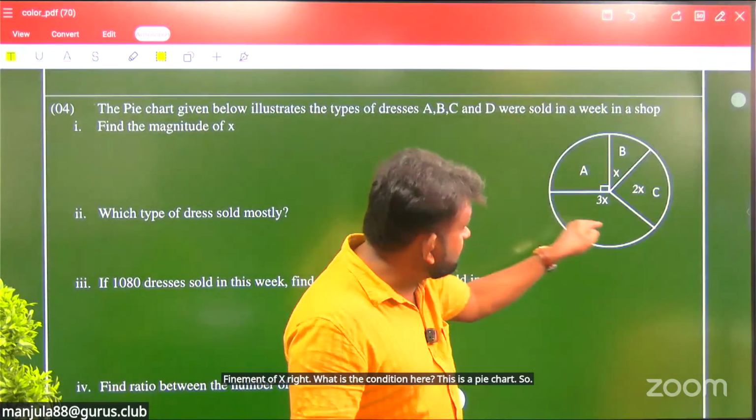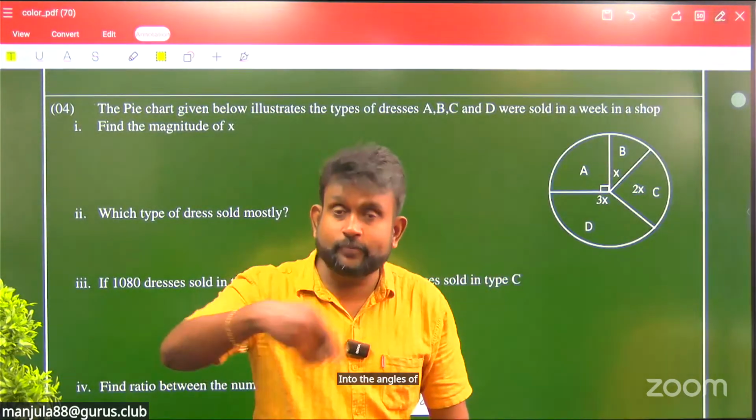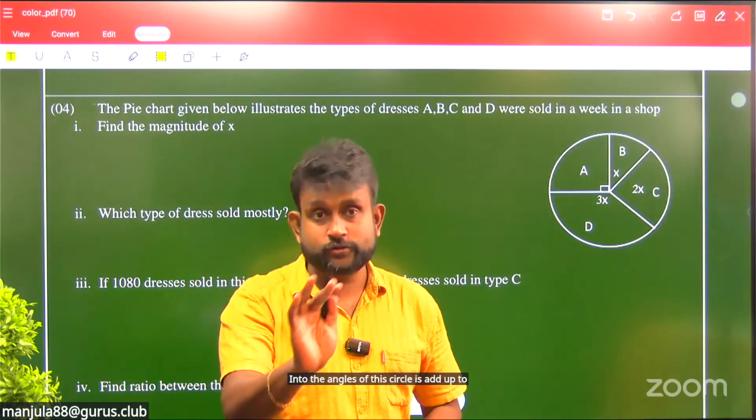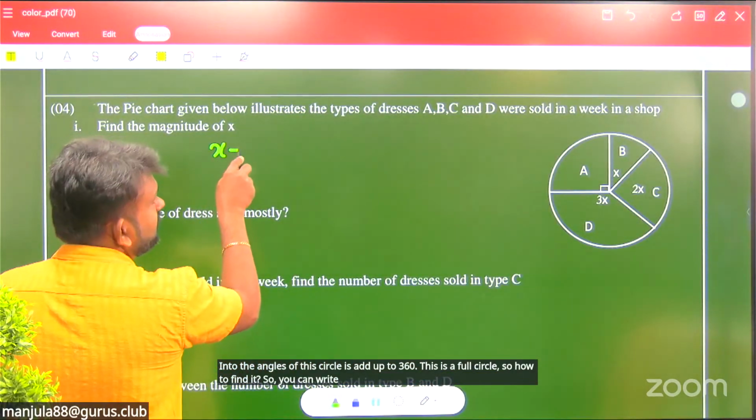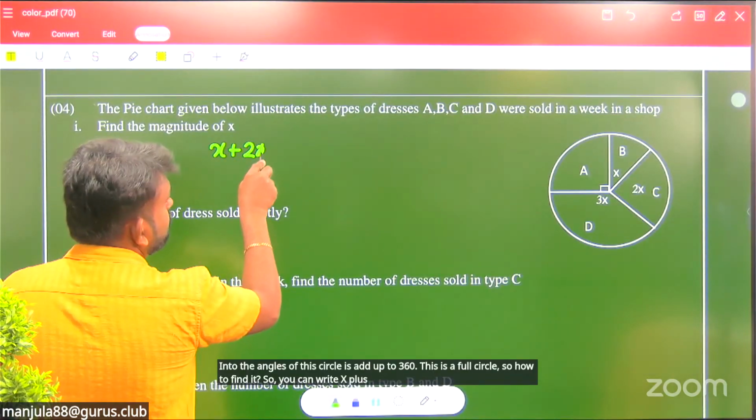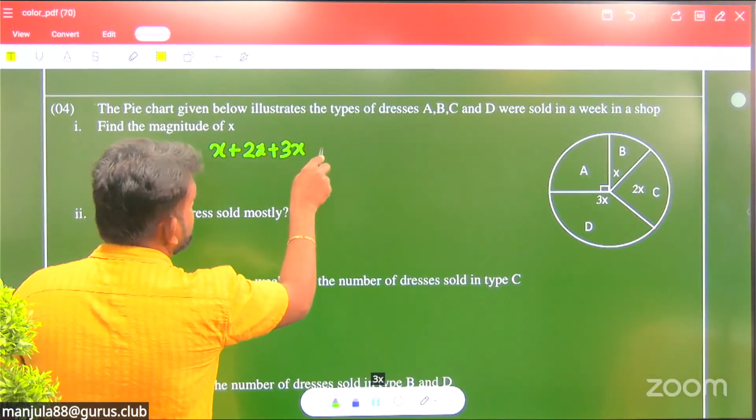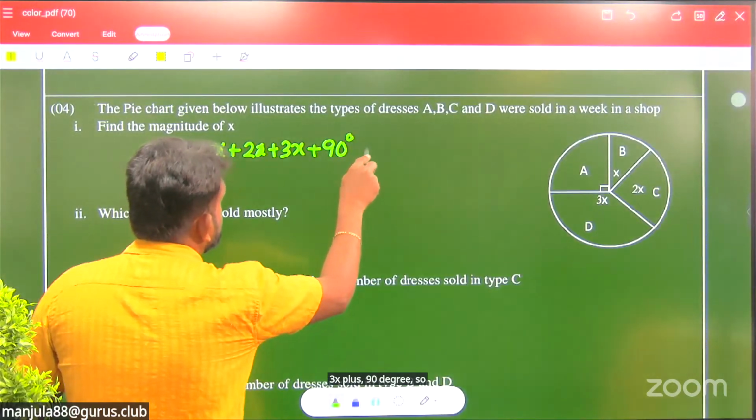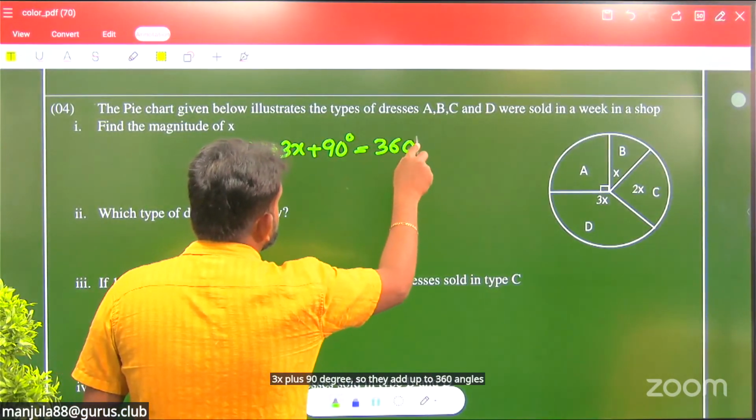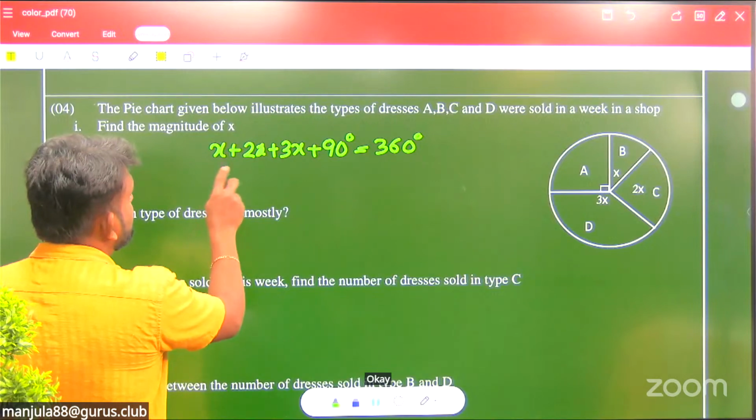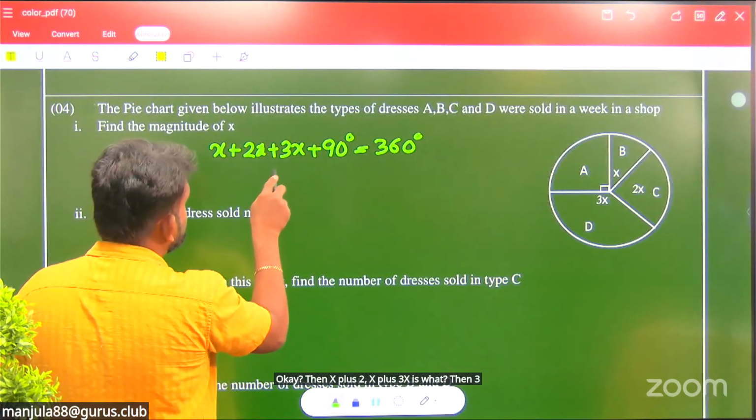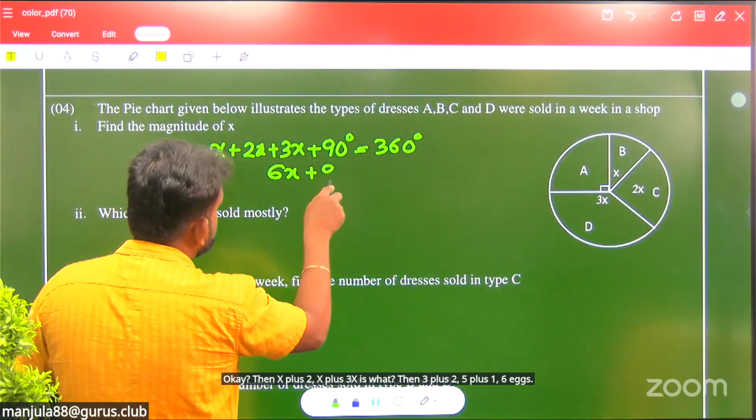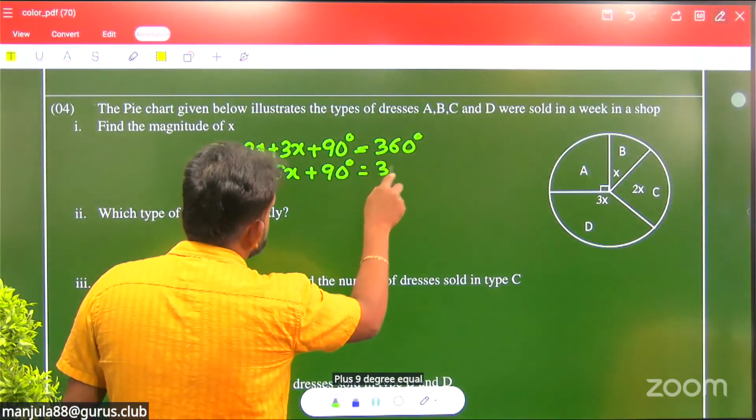So the interior angles of this circle add up to 360. This is a full circle. So how to find it? You can write x plus 2x plus 3x plus 90 degrees. So they add up to 360, angles around a point. Okay, then x plus 2x plus 3x is what? 3 plus 2, 5 plus 1, 6x plus 90 degrees equals 360 degrees.